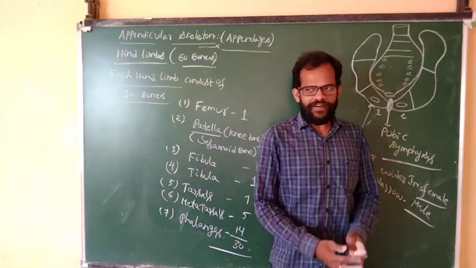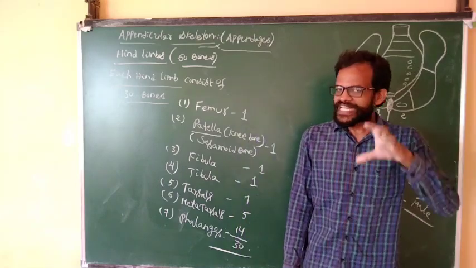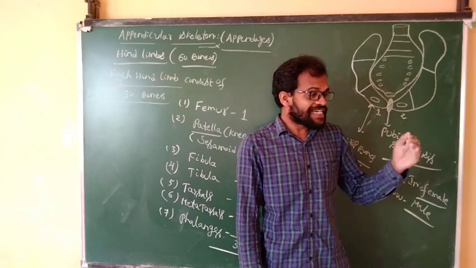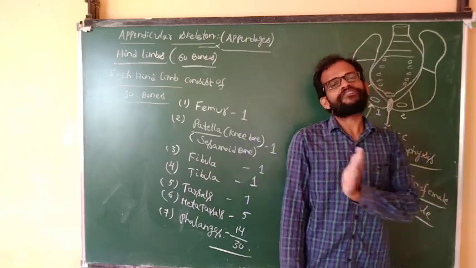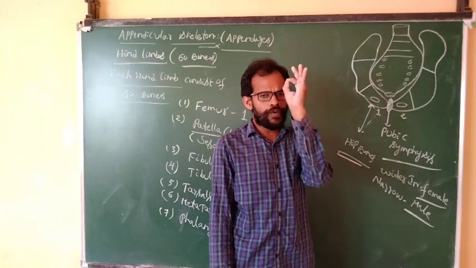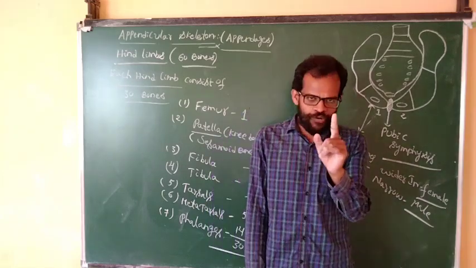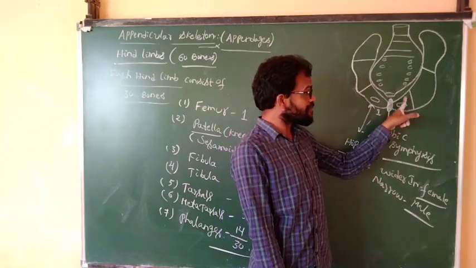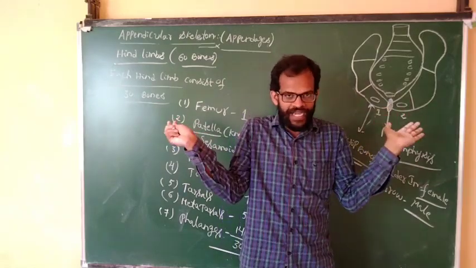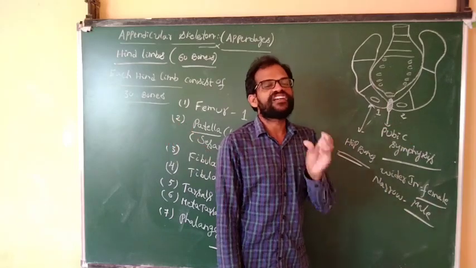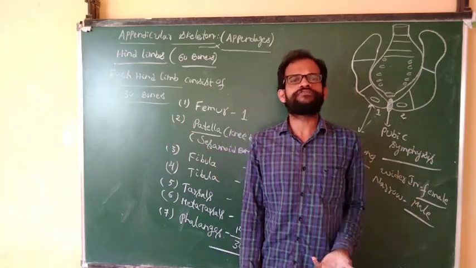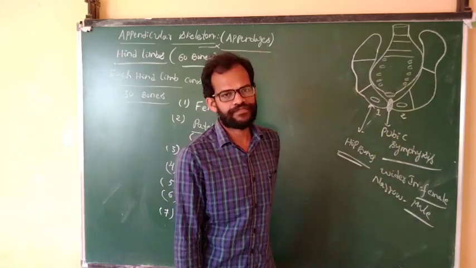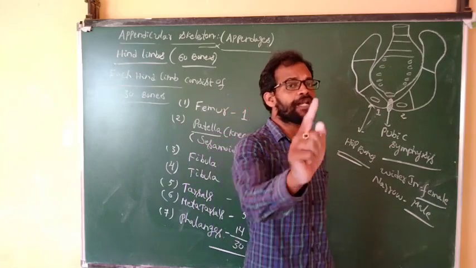For example, a human skeleton is placed in a museum. How can you identify whether it is a male or female human skeleton? There is only one difference. In the female skeleton, the pelvic girdles are wider and larger. In the male, they are narrow. You can easily identify a male or female human skeleton.